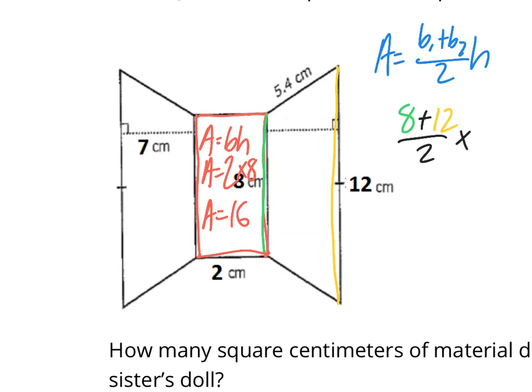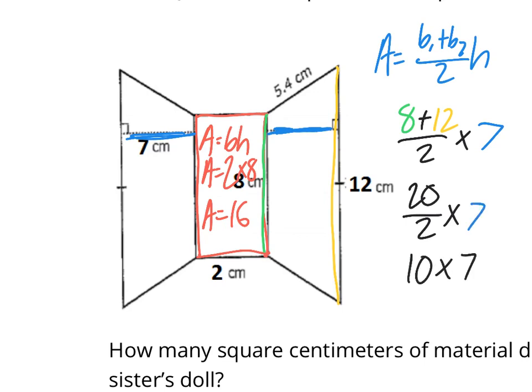Well, the height here is this distance right here, which is the same as this distance here. 8 plus 12 is going to be 20, divided by 2, again, times the height of 7. Half of 20 is 10 times 7, and I have an area of 70. So I know my area for this one is 70, and my area for this one is 70.